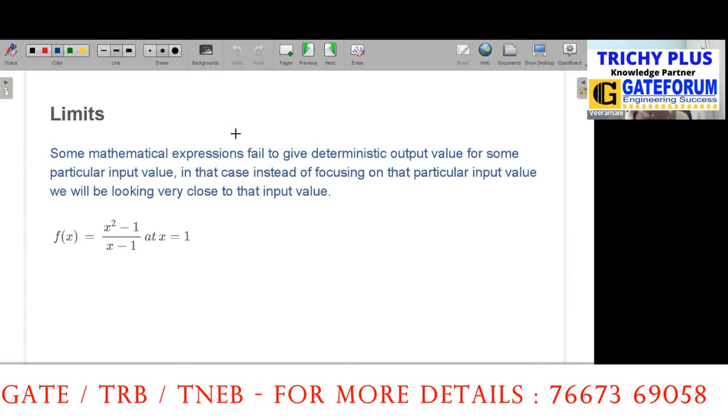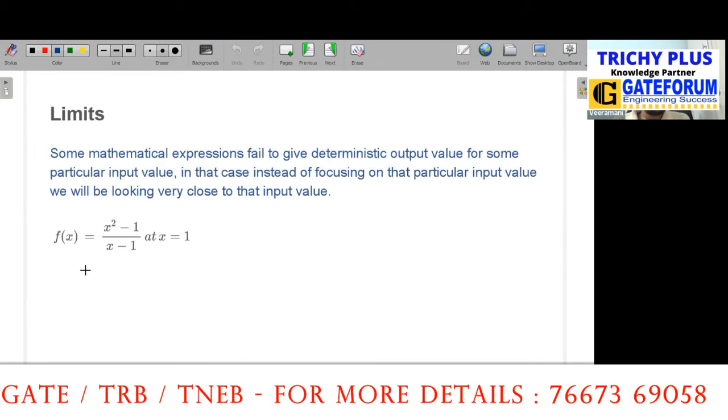Fine. Okay. So now we come to limits. I have given the definition, and it will not be much technical, so you can easily understand. For example, some mathematical expression fails to give a deterministic output value for some particular input. In that case, instead of focusing on that particular input value, we'll be looking very close to that input value. That's what we call a limit. We will understand through this example.